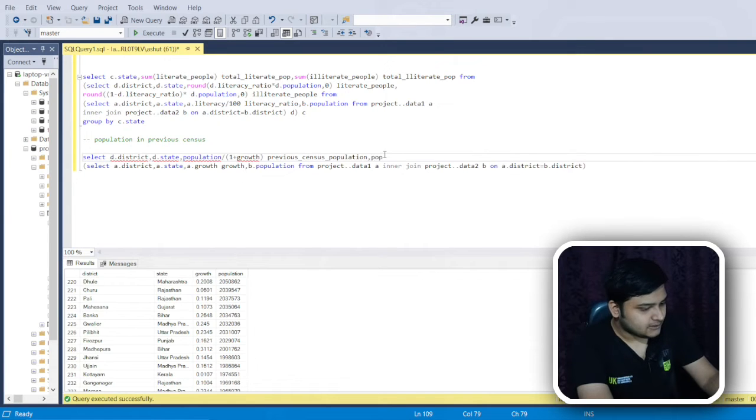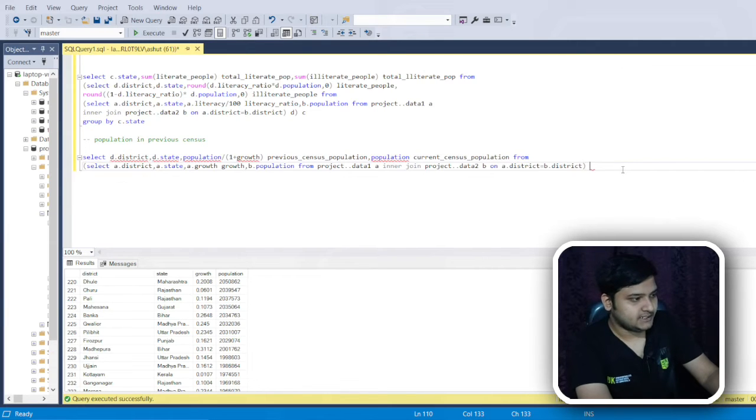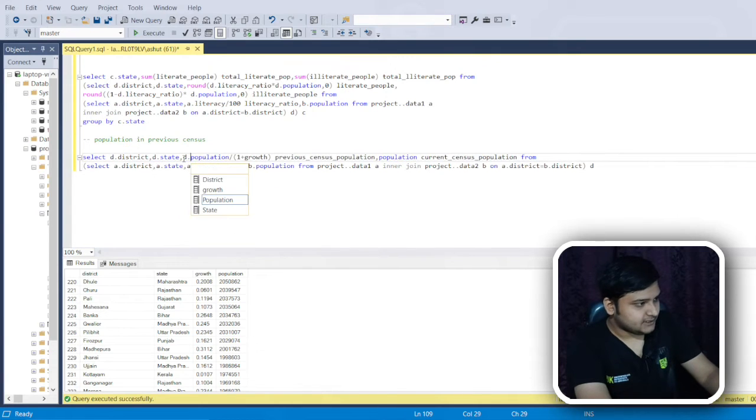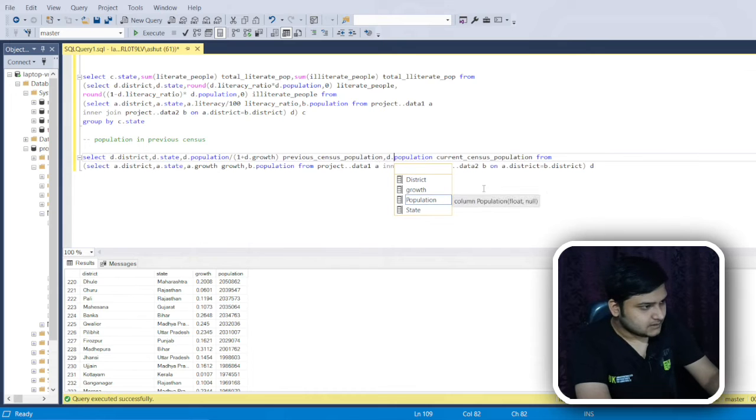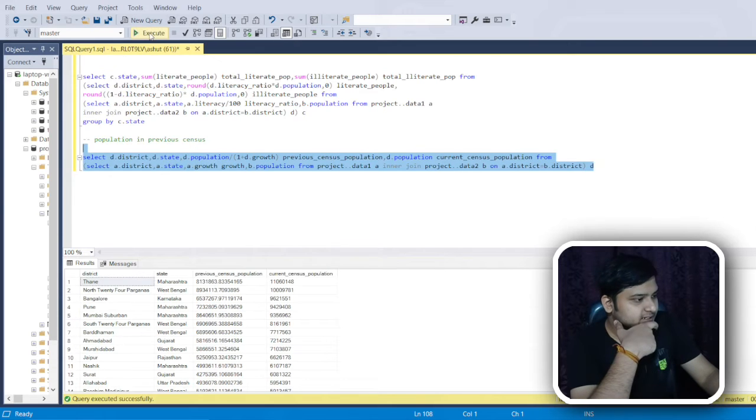And in the next column, let us also get the population, and this would be the current census population. I'm writing all these column names just to show you all the good practices which we must follow while writing these codes. And I would be providing the alias name for each of the columns from which we are getting the data. And I think that is all that is required. I would run the query now. So you can see we have got our data.